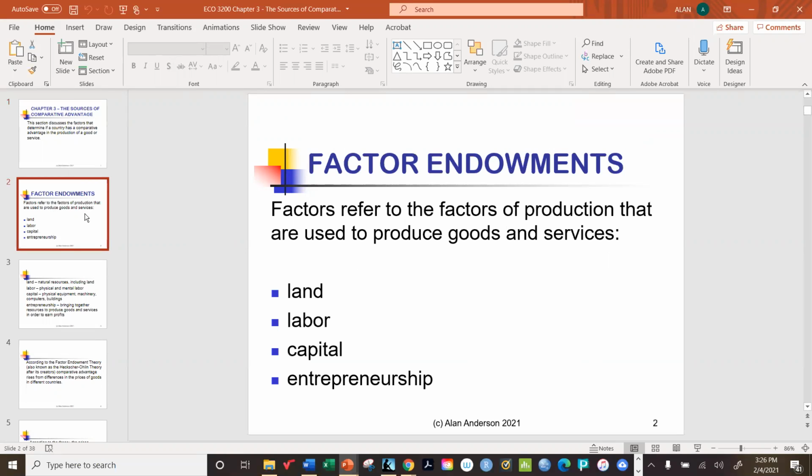Now, one of them is something called factor endowments. If you've already had basic micro or macro, you'll recall that the factors of production, as they're called, are normally assumed to fall into one of these 4 categories. We have, as you can see, land, labor, capital, and entrepreneurship. Now, these factors are things that are used to produce consumer goods and services. They're often called in economics factors or factors of production. So let's take a closer look at these categories.